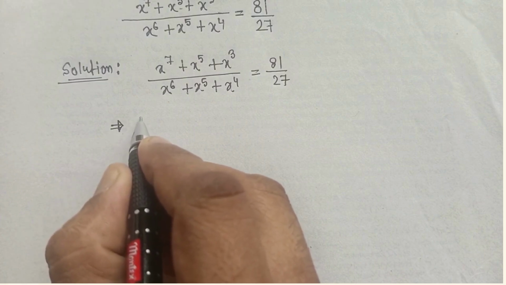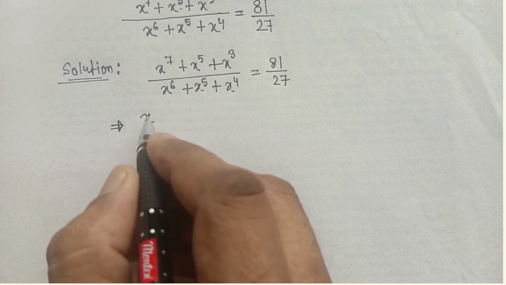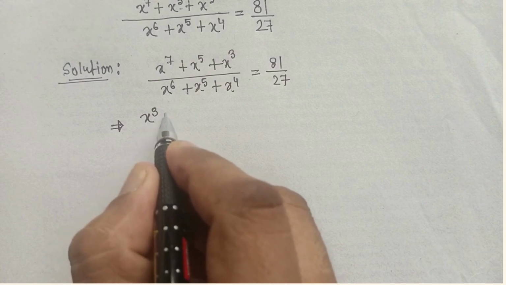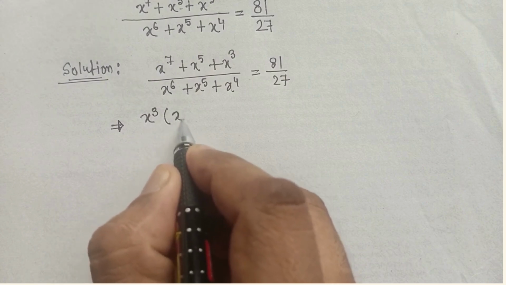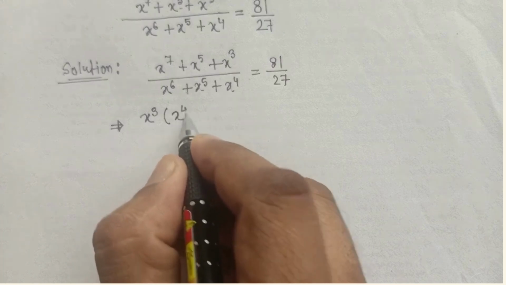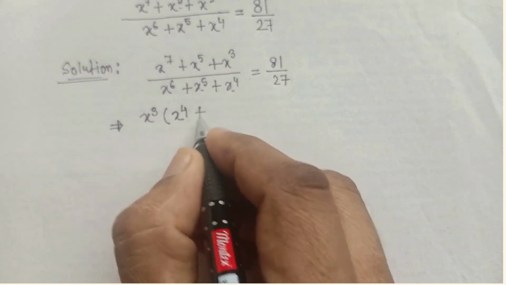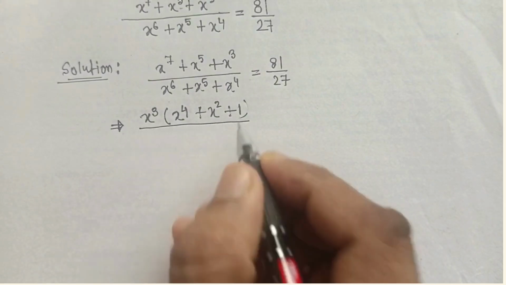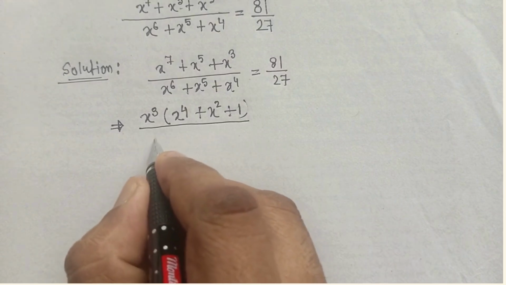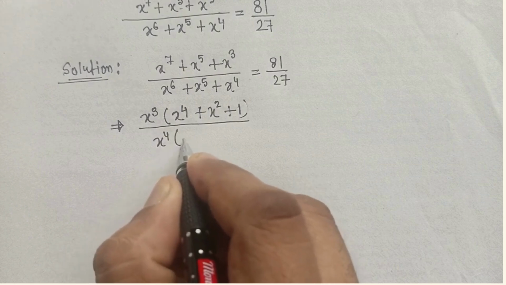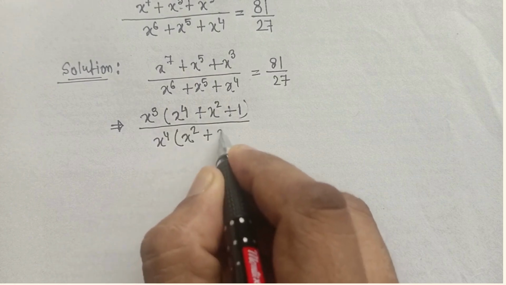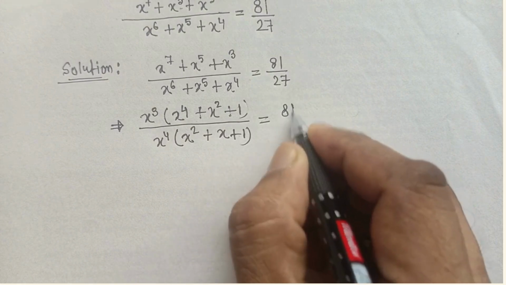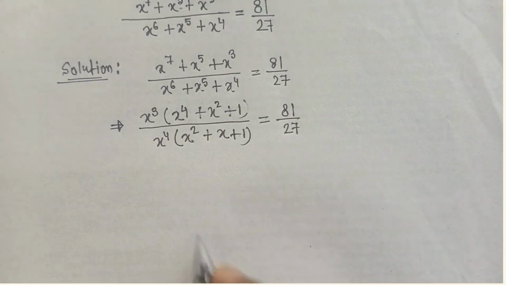Now we are taking common x^3 from the upper part, so the remaining part will be x^4 + x^2 + 1, and the lower part, if we take common x^4, will be x^2 + x + 1, and it will be the same as 81/27.